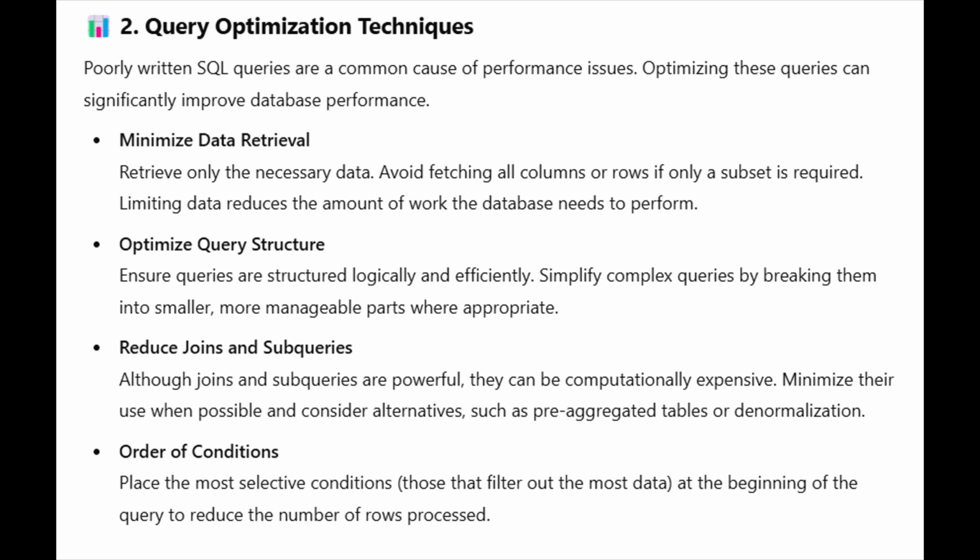Optimize query structure. Ensure queries are structured logically and efficiently. Simplify complex queries by breaking them into smaller, more manageable parts where appropriate. Reduce joins and subqueries. Although joins and subqueries are powerful, they can be computationally expensive. Minimize their use when possible and consider alternatives such as pre-aggregated tables or denormalization. Order of conditions. Place the most selective conditions, those that filter out the most data, at the beginning of the query to reduce the number of rows processed.